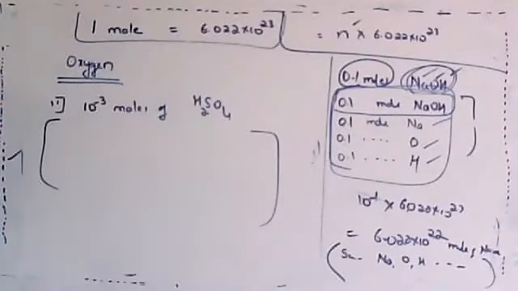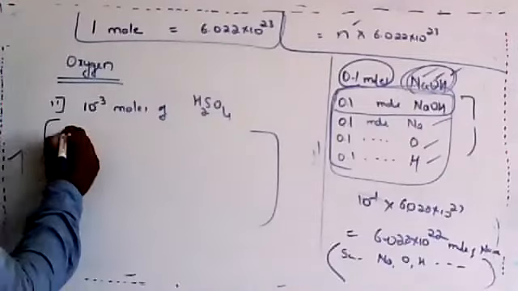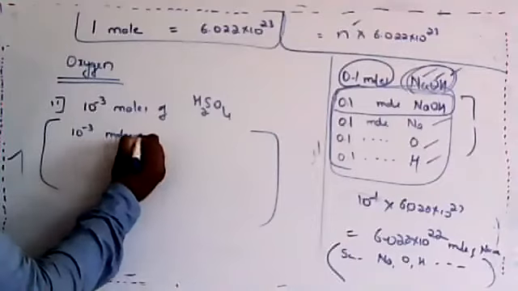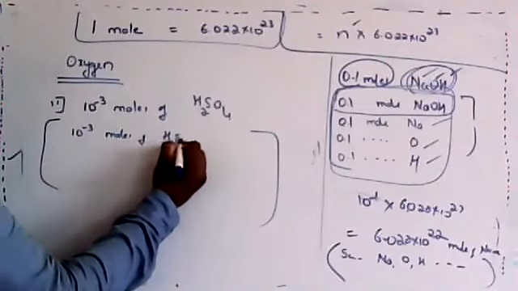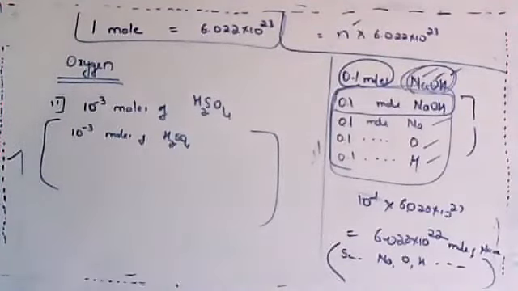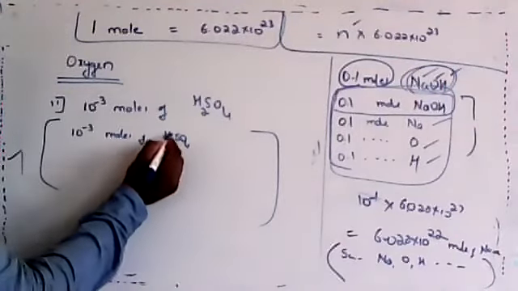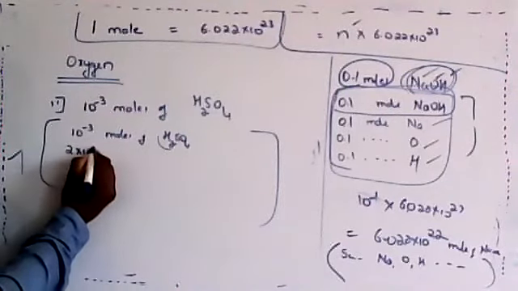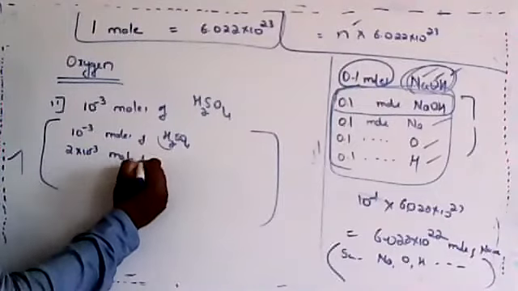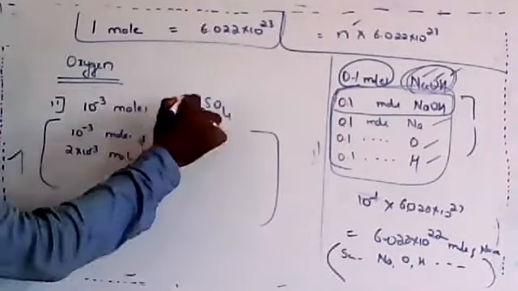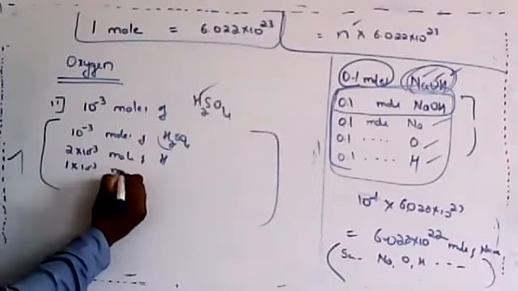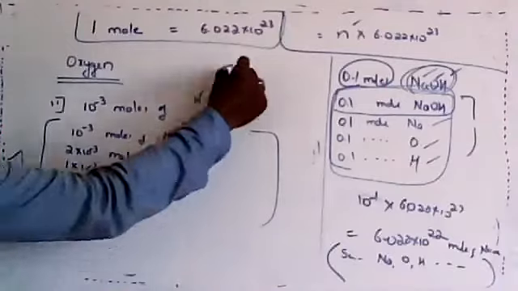Dear students, before solving, I'll write my understanding about this question. So this sample contains 10 to the power minus 3 moles of H2SO4. Let us write all the atoms. Since it's the first one, I will do that. How many hydrogen does it contain? 2 hydrogen. So therefore it contains 2 into 10 to the power minus 3 moles of hydrogen, because it contains 2 hydrogen. Similarly, 1 into 10 to the power minus 3 moles of sulfur, because it is only 1.